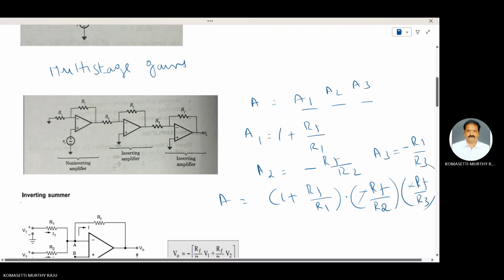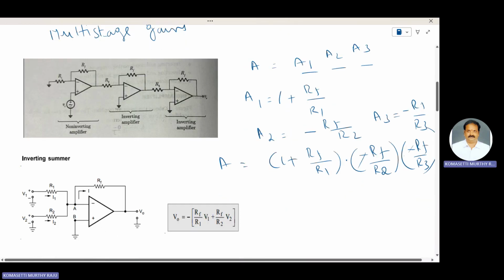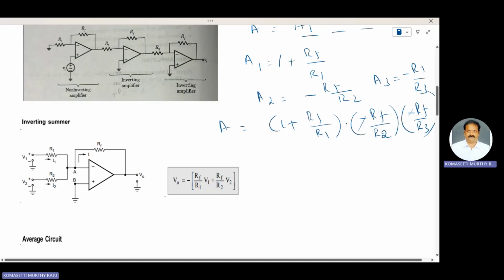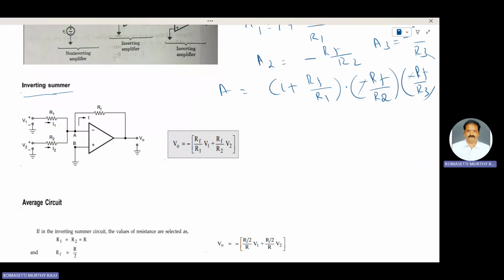Therefore, these two are cancelled. So overall gain A is equal to 1 plus RF by R1. Next one is inverting. Op amp's important application is that it acts as a summer. This one is inverting summer.